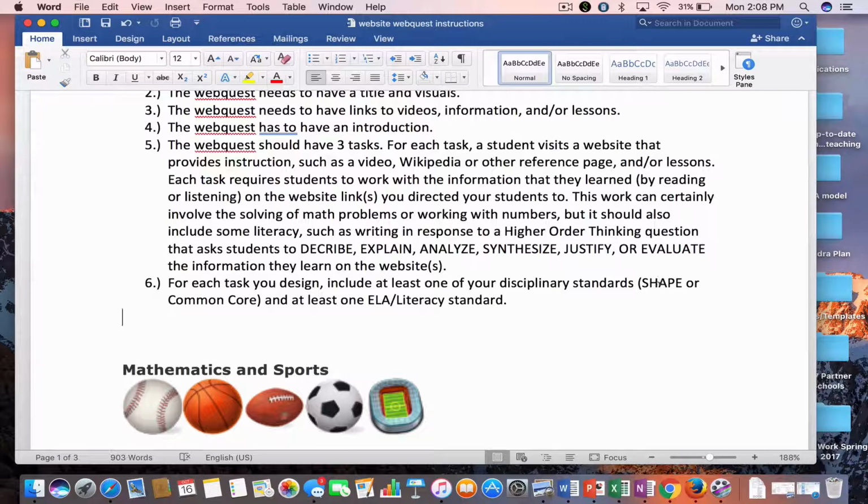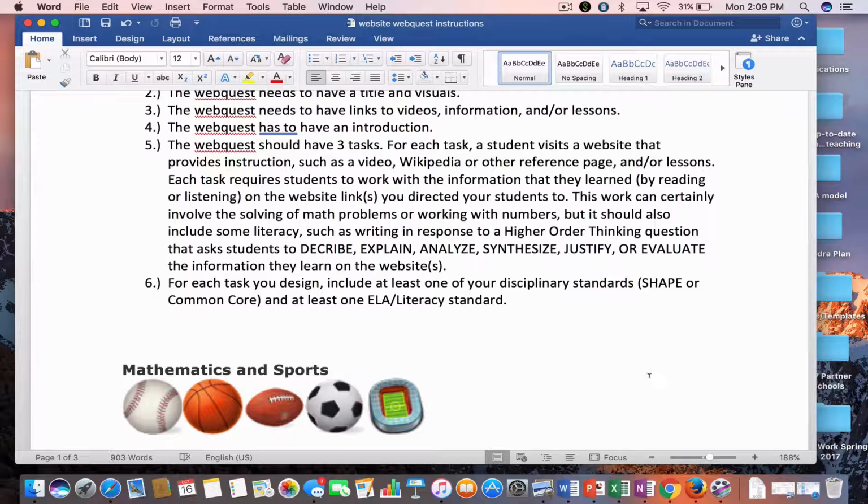If you go onto Blackboard and you click on documents, those standards are all at the very top of the page. And you're also going to include one ELA or literacy standard. Those are the ones that we worked with earlier, the ones that were highlighted. I gave you that gloss for it, and you worked with those.